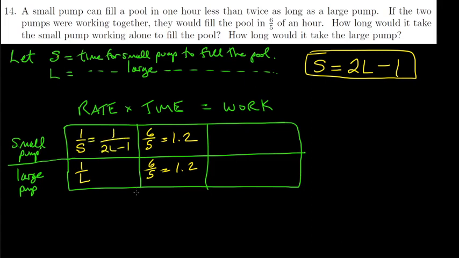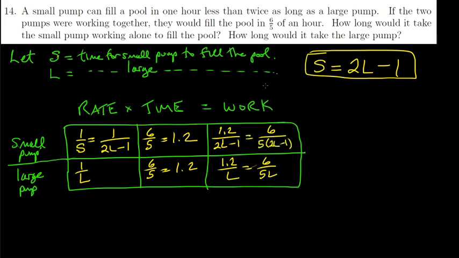So 1/S is 2L minus 1. So if you multiply 1/(2L minus 1) times 1.2, you get the amount of work for the small pump. Right. And for the large pump, it's just 1.2 over L. And again, you can also write this as 6 over 5L. Right? You can write this as 6 over 5 times 2L minus 1.